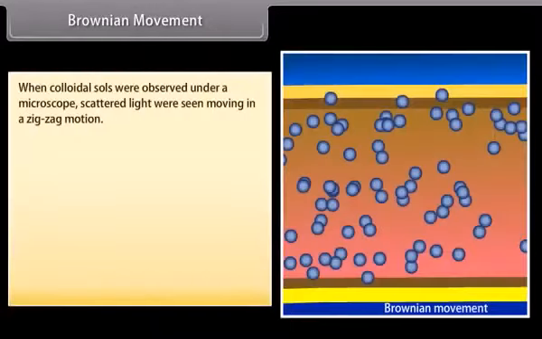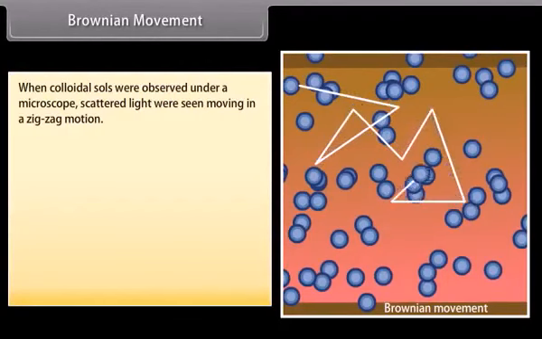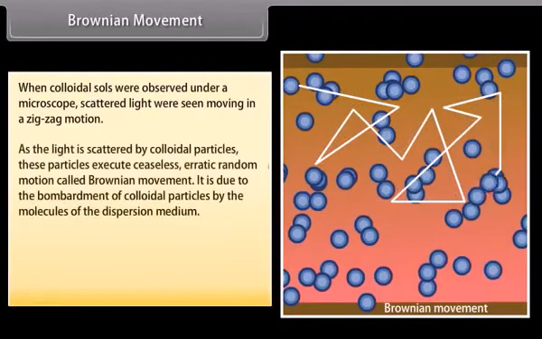Brownian movement. When colloidal particles were observed under a microscope, scattered light was seen moving in a zigzag motion. As the light is scattered by colloidal particles, these particles execute ceaseless, erratic random motion called Brownian movement. It is due to the bombardment of colloidal particles by the molecules of the dispersion medium.